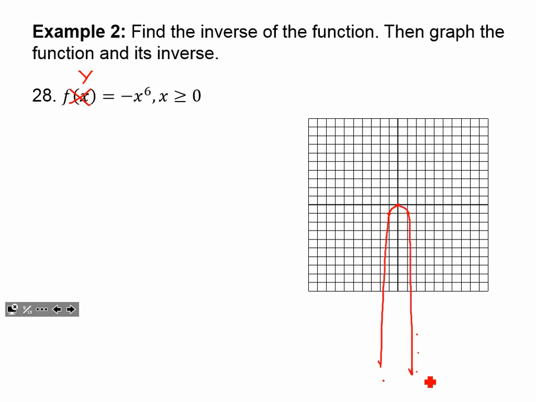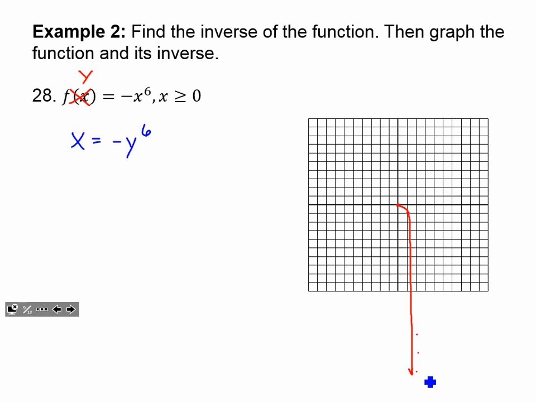Like so. Even though that's what our negative x to the 6th graph would look like, we only want to keep it when x is greater than 0. So I'm only keeping the right half of that. And I want to keep that in mind as I'm finding my inverse. So let's flip the roles of x and y.